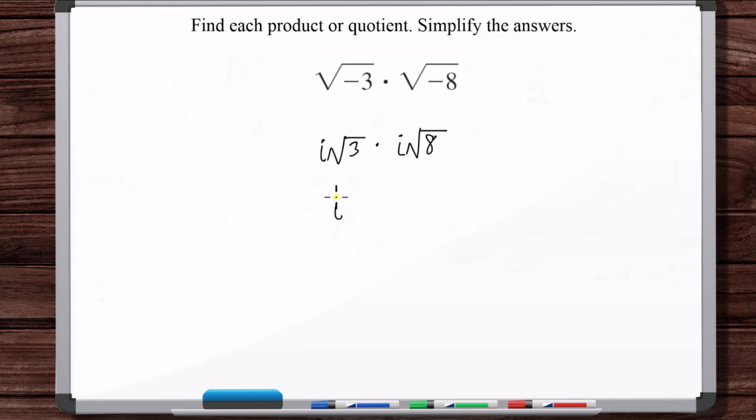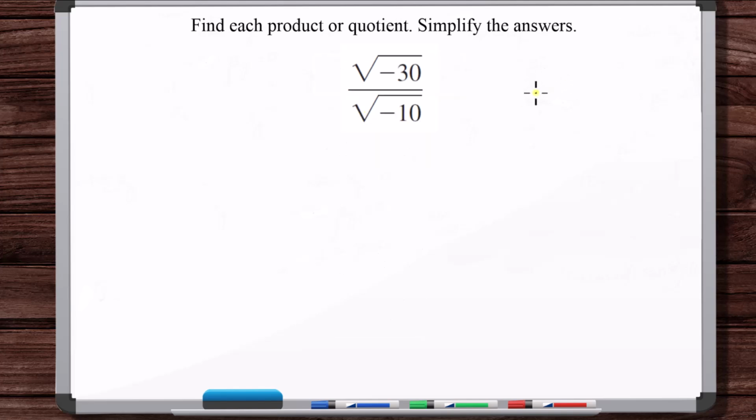Okay, so now we can just combine these two like we normally would. So 8 times 3 is 24. 6 times 4 is 24. So 2i squared root 6. So that's -2 root 6.